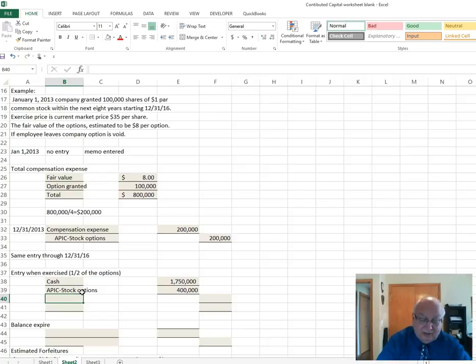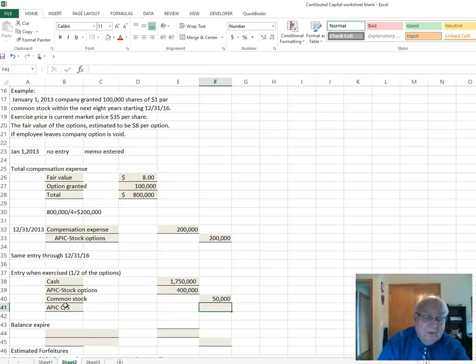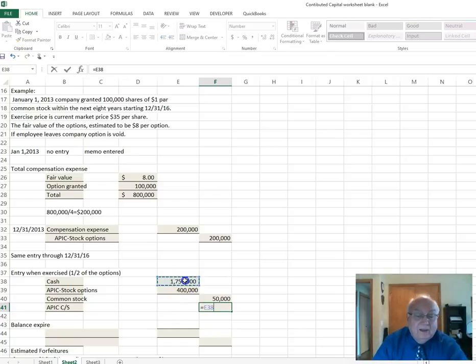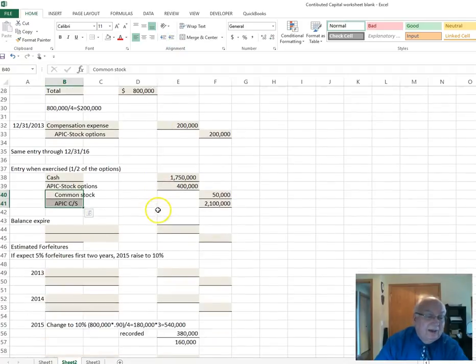Okay, so that's APIC stock options. We'd credit common stock for 50,000 shares times the $1 par value. And then additional paid in capital, common stock, would be for this one plus this minus this. And those are both credits, so we have to make them credits.